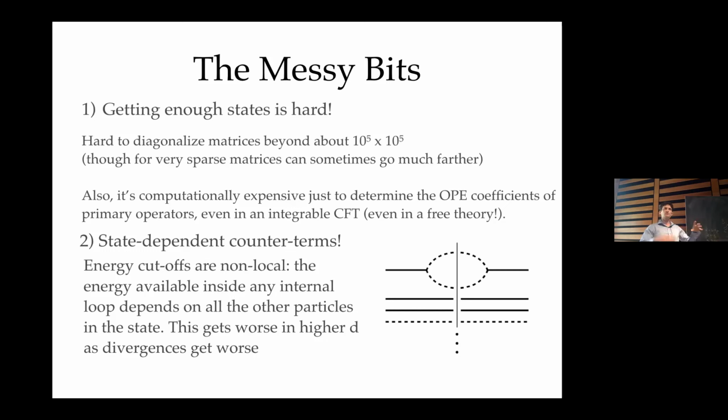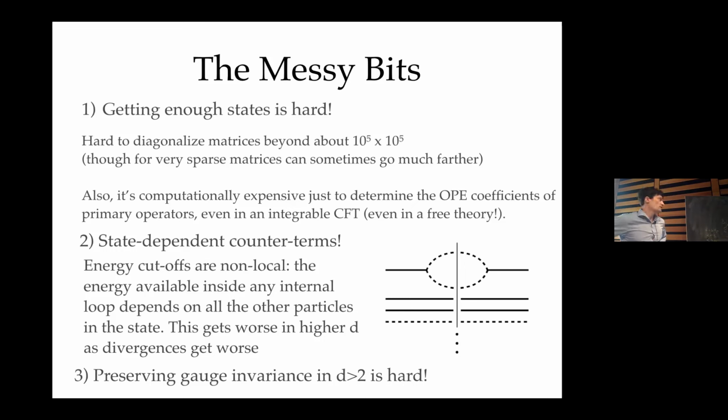So if I have some heavy particles off in Alpha Centauri, then my cutoff here on Earth is a little bit lower. So we usually don't do cutoffs on energy. We do something slightly different. Cutoffs on energy are non-local, and it's harder to regulate divergences as a result. And the final reason is related to Xi's question. Preserving gauge invariance in greater than 2 dimensions is a challenge, right? We know how to do it in 2 dimensions, but above 2 dimensions, it's quite difficult.